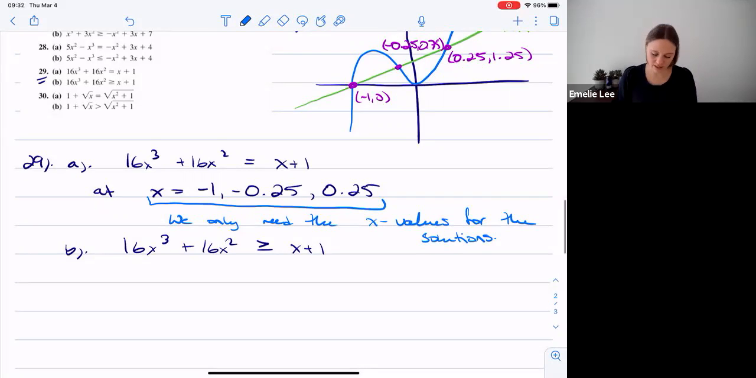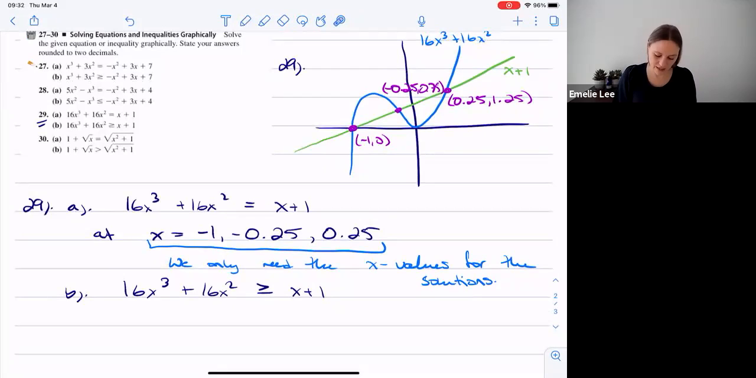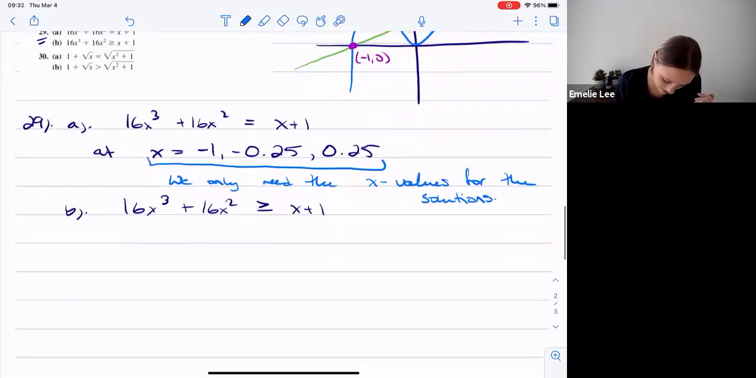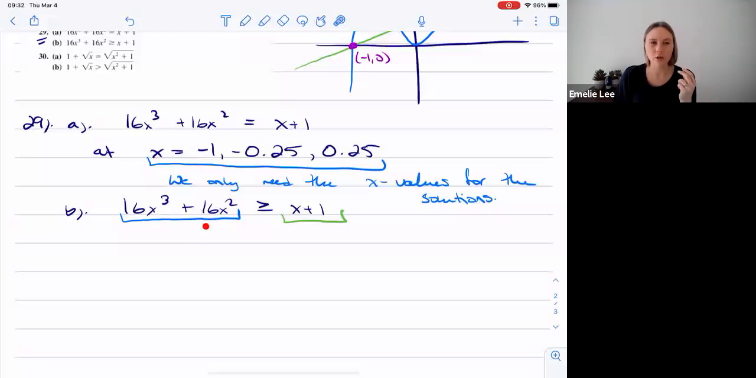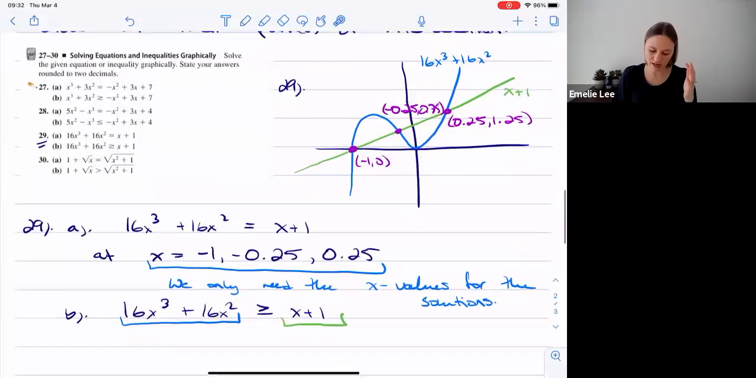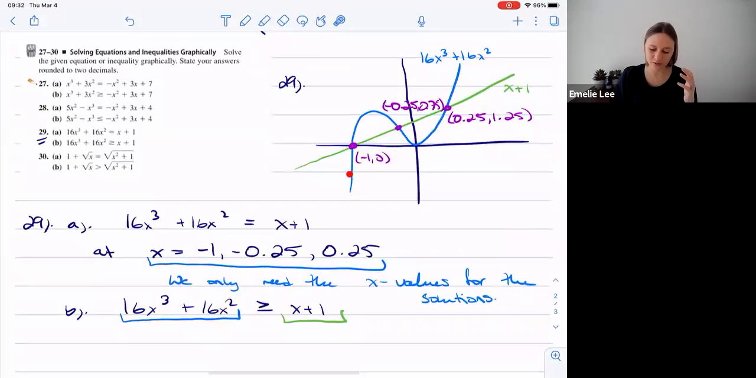Now I want to know, and these inequalities are usually going to yield intervals. If I want to know where the blue function is greater than or equal to the green function, so for what values of x is the blue line greater than or equal to the green line?